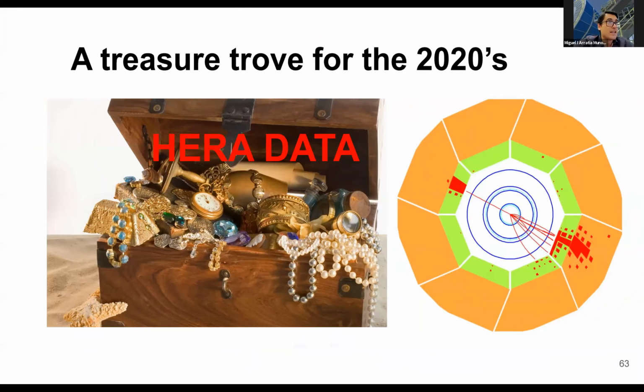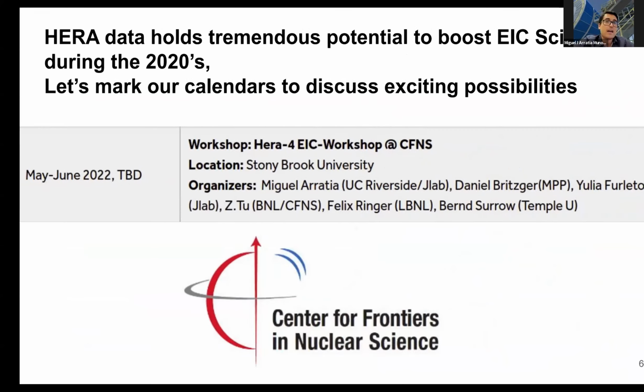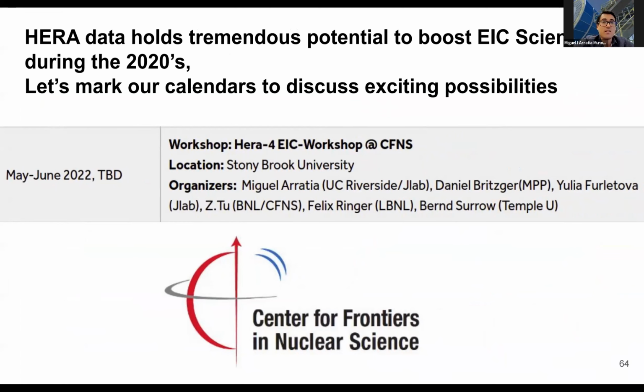So in summary, the HERA data is a treasure trove that will keep us busy for the 2020s. We are just starting to analyze the data, but this data has tremendous potential to boost EIC science during the 2020s. So I would invite you to mark our calendars to discuss these exciting possibilities next May or June, where we are going to have a workshop dedicated to this, to see how we can actually use the HERA data to constrain the physics and develop the physics of the EIC.